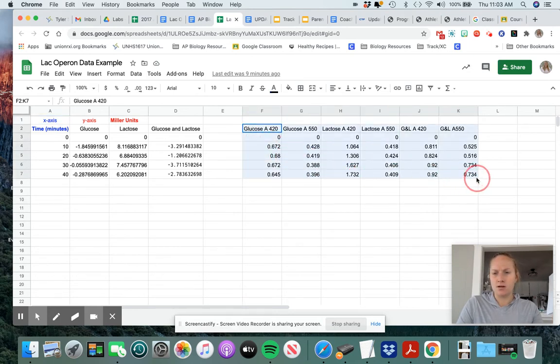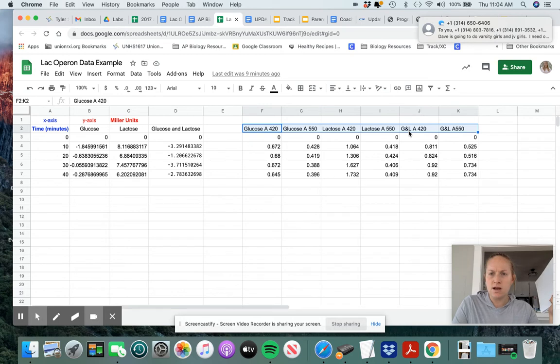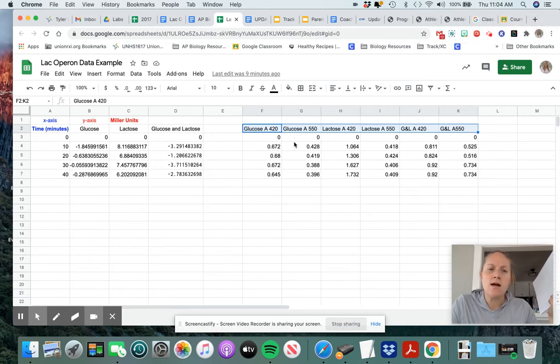Okay, all of that right there, you're going to input your own data there. So you don't need to change these headings. You can keep them. That's glucose absorbance at 420, glucose absorbance at 550. Then you have lactose absorbance at 420, 550. Then you have glucose and lactose absorbance at 420 and 550. Time at 0 should be 0.